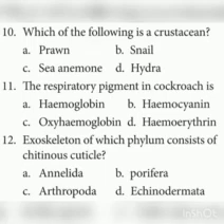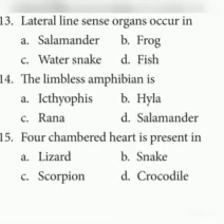The respiratory pigment in cockroach: none of the above is the answer. Hemoglobin, oxyhemoglobin, hemocyanin, and hemoerythrin are not present in cockroach. 12th one, exoskeleton of which phylum consists of chitinous cuticle? Arthropoda. 13th one, lateral line sense organs occur in?